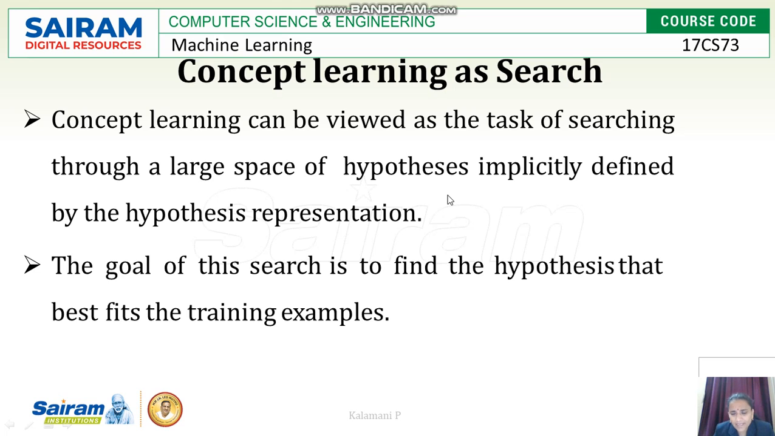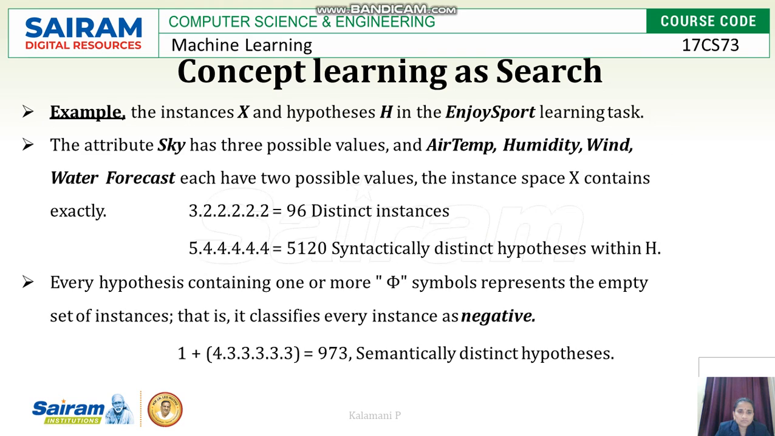So, concept learning as search. That means concept learning can be viewed as the task of searching through a large space of hypotheses, implicitly defined by the hypothesis representation. The goal is to find the hypothesis that best fits the training examples. For example, we have seen the water sport game. The instances are X, and the hypothesis space H, in the water sport game learning task.